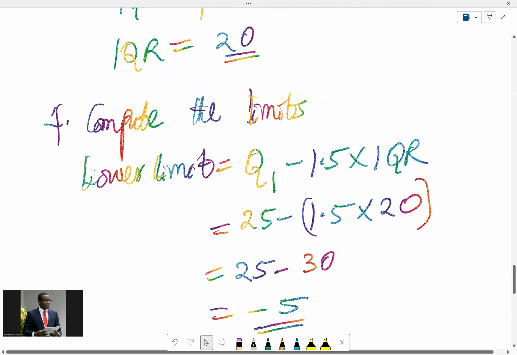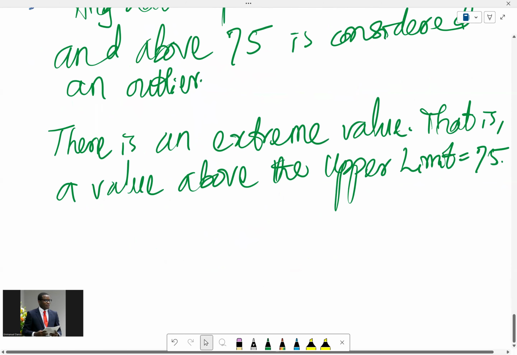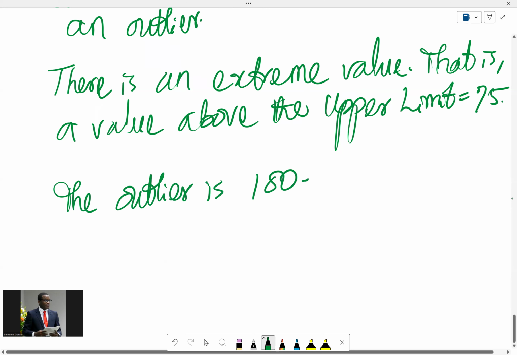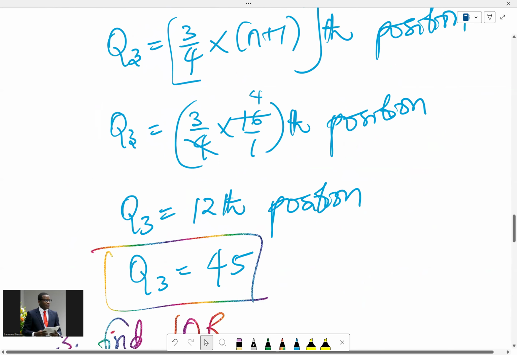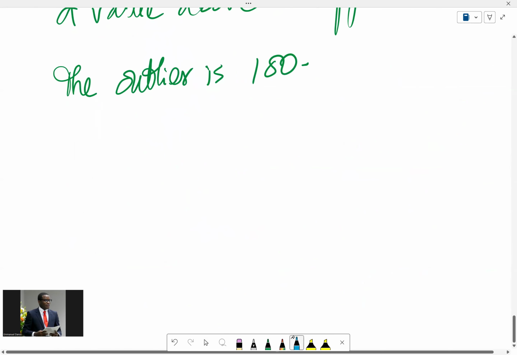Okay. So there's an extreme value, of course, that is a value above the upper limit, which is 75. So the outlier is 100. Okay. Because it's above 75. The outlier is 100 in this case. Okay, so that is for ungrouped data. Let's go for grouped data and see how that works.